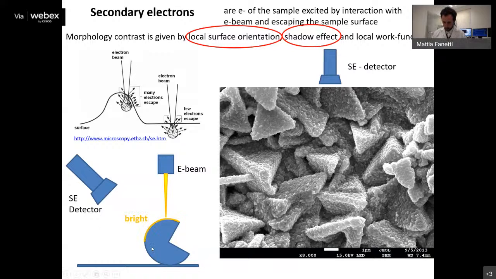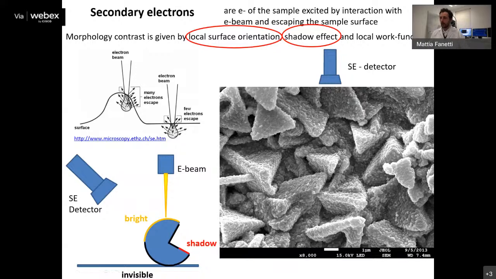So you will have a bright area, the ones that are facing the detector. There will be less bright areas. These are areas which can still be excited by the beam, but the travel toward the detector is difficult. And then I have not visible areas, which are the ones which are not irradiated by the electrons. For that reason, for example, this part of this feature is brighter, while this is darker, and so on.